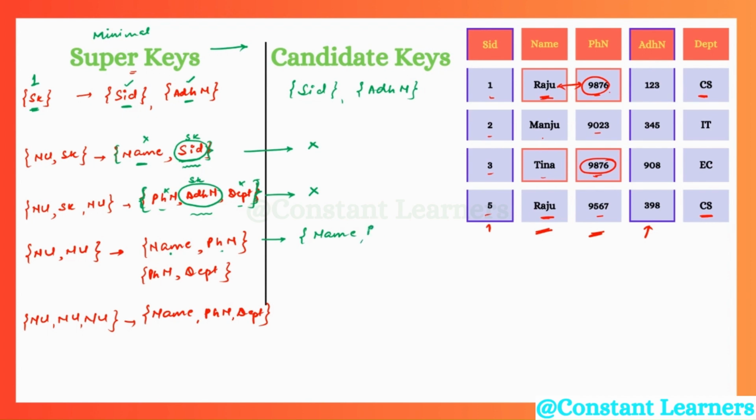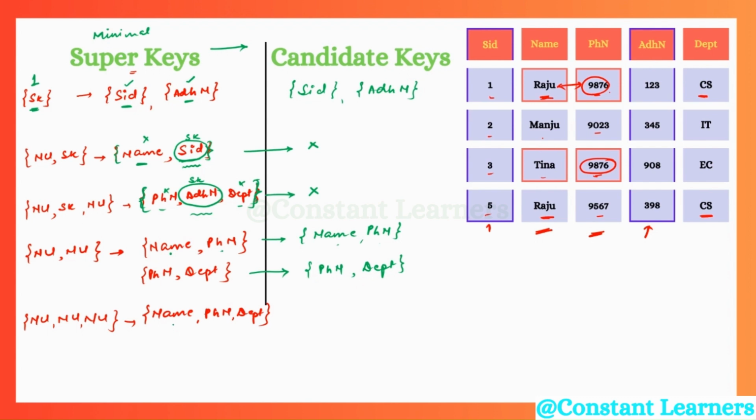So here we have name and phone number. This combination is also a minimal super key because there is no other attribute in this combination that is a super key in itself. Name in itself is not a super key. Phone number in itself is not a super key. Thus, this is a minimal super key and it is eligible to become a candidate key also. Also, phone number and department can be super keys because phone number in itself is not a super key and department in itself is also not a super key, and thus this combination is eligible to become a candidate.